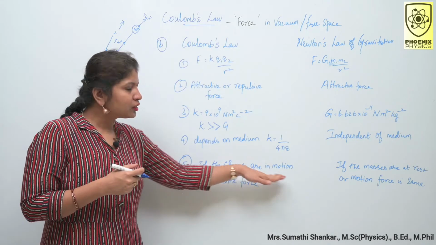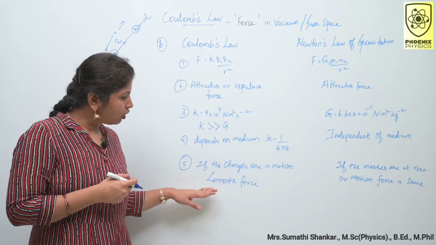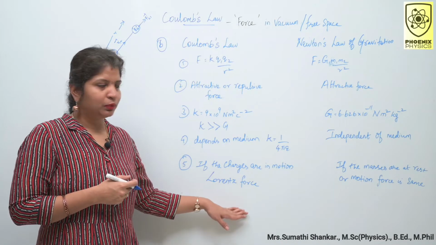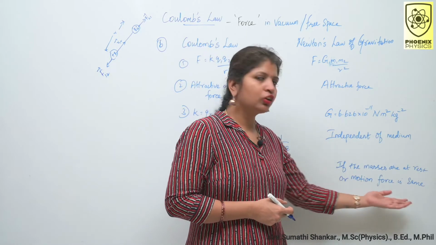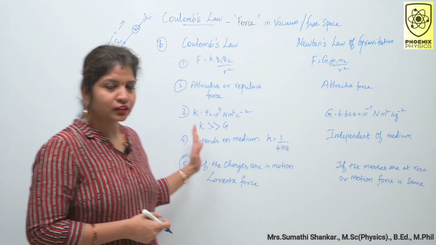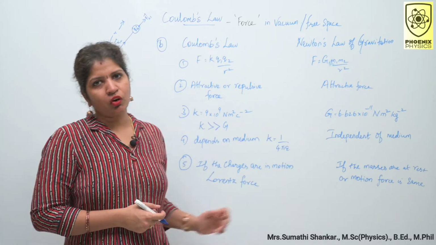But if the charges are in motion, along with the electrostatic force, Lorentz force is also applicable. Here if the masses are at rest or in motion, the force is the same. So these are the major differences between Coulomb's law and Newton's law of gravitation.